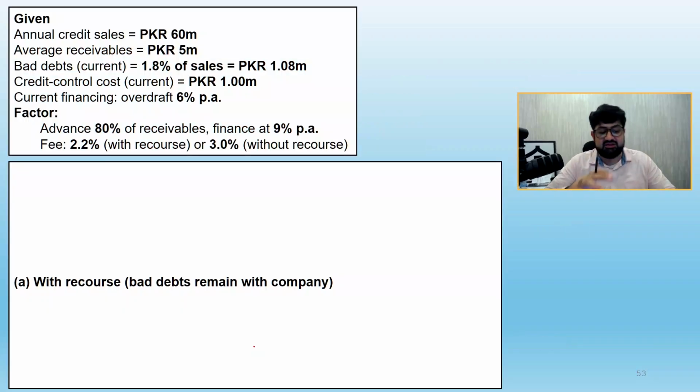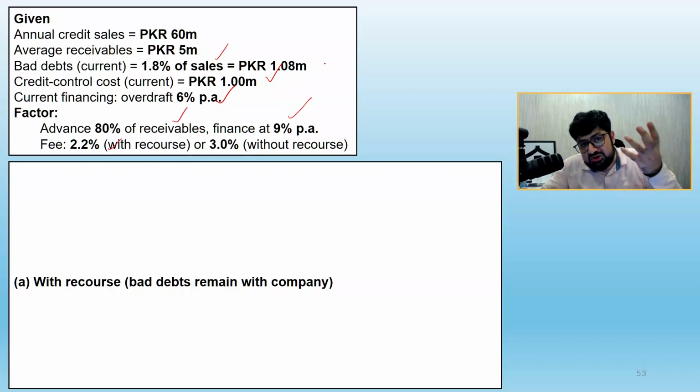So we have picked this data: annual credit sales, average receivables, current bad debts, we have calculated. Credit control costs, 1 million. Current financing overdraft and factor option, 80% of receivables at this rate, factor fee. So you see, we have picked all the data. This is very important, to identify data.